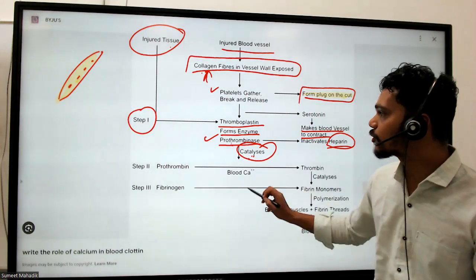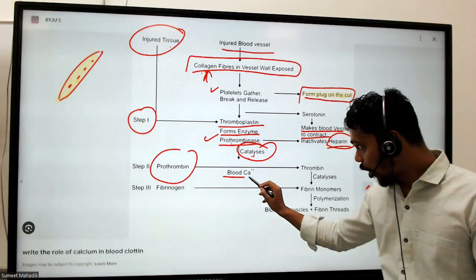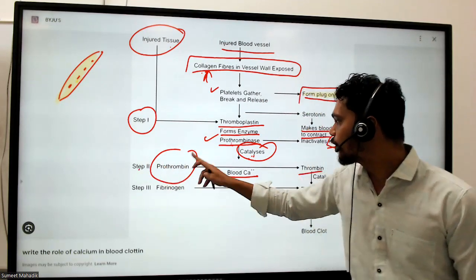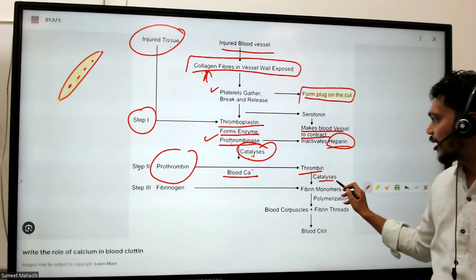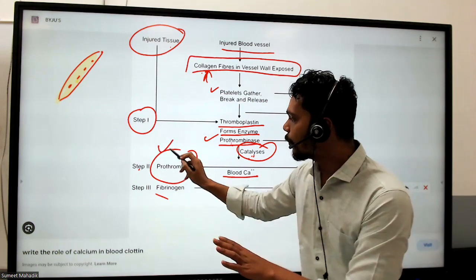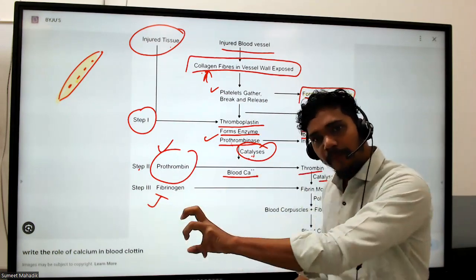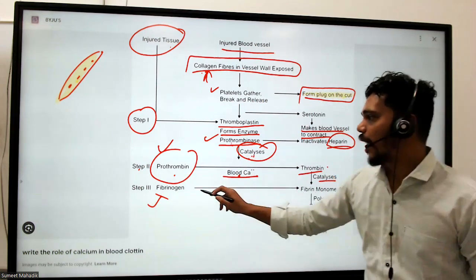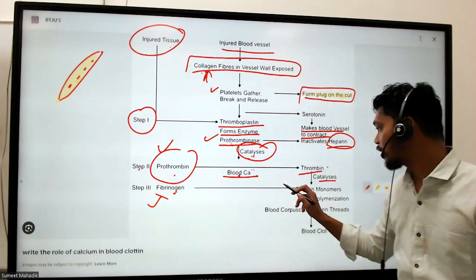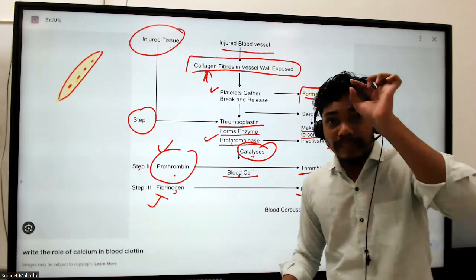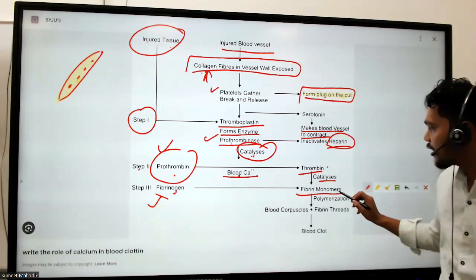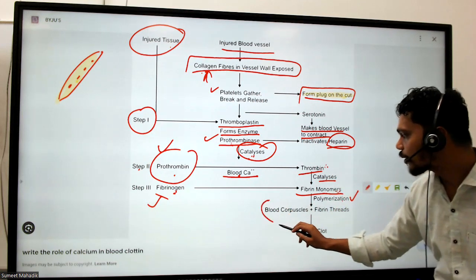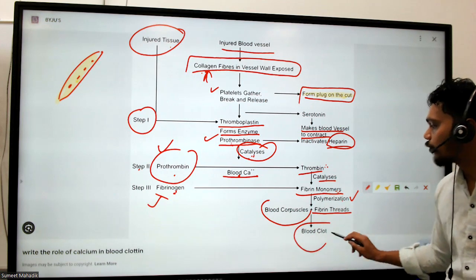So prothrombin, along with the calcium inside the blood, forms thrombin. From prothrombin in step 2, we got thrombin. Thrombin catalyzes fibrinogen, so can I say that prothrombin and fibrinogen undergo simultaneous conversions with the help of blood calcium? The fibers from fibrinogen form fibrin monomers, only single threads. This single thread undergoes polymerization along with thrombin, and the fibrin threads trap the blood corpuscles and the blood clot is formed.